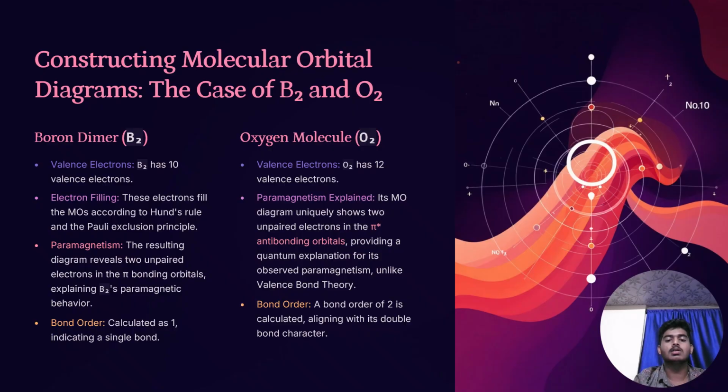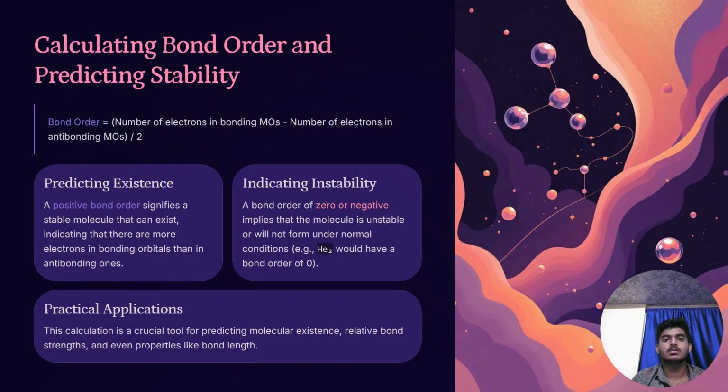Oxygen molecule. It has 12 valence electrons. The MO diagram shows two unpaired electrons in the pi antibonding orbitals, providing a quantum explanation for its observed paramagnetism, unlike valence bond theory. A bond order of 2 is calculated, aligning with its double bond character.